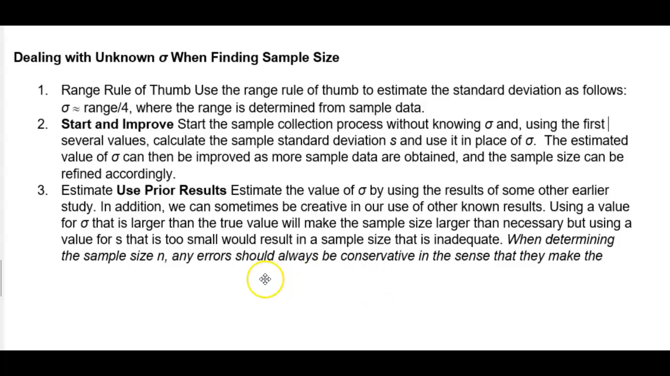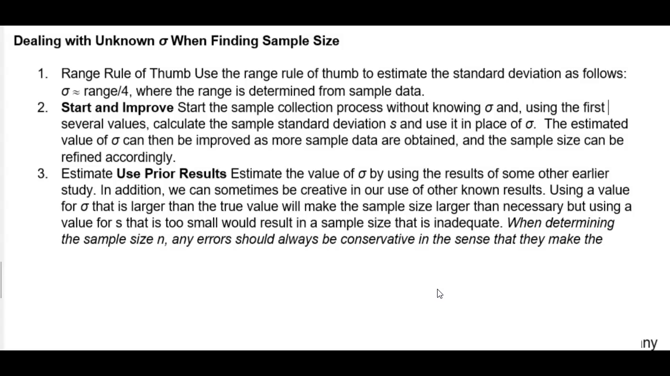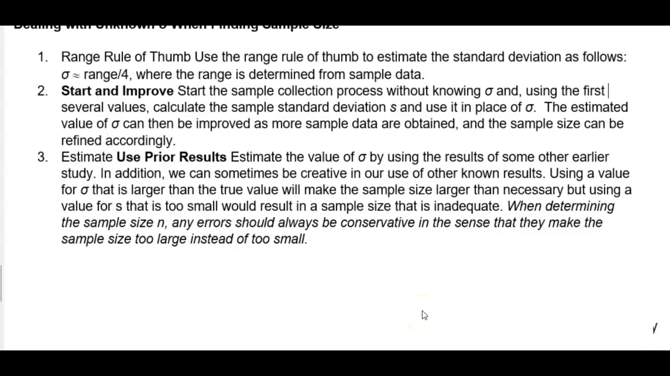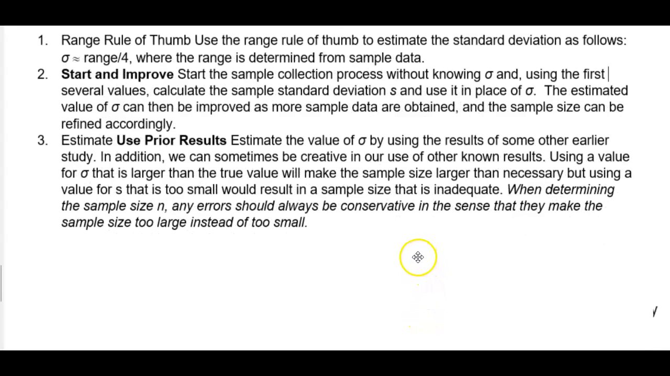Using a value for the population standard deviation that is larger than the true value will make the sample size larger than necessary, but using a value for the standard deviation that is too small will result in a sample size that is inadequate. So when determining the sample size n, any errors should always be conservative in the sense that they may make the sample size too large instead of too small.